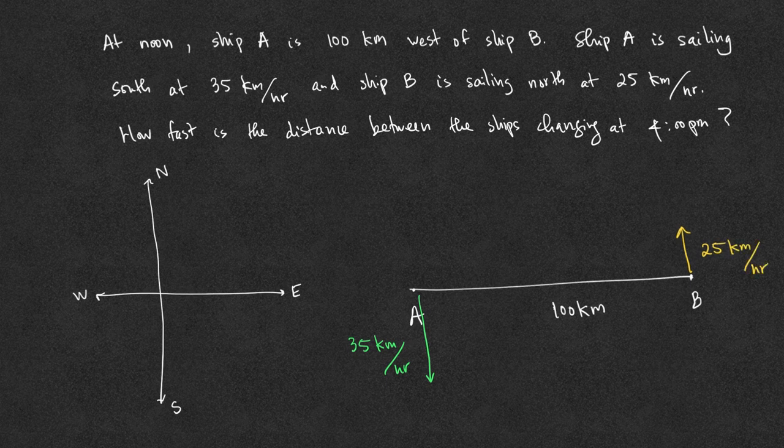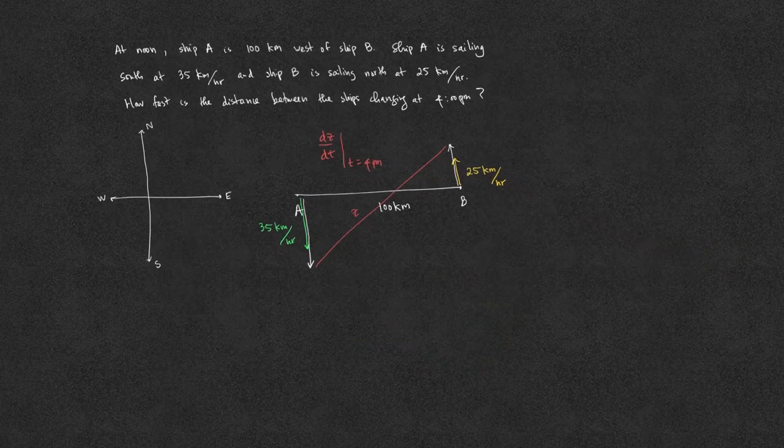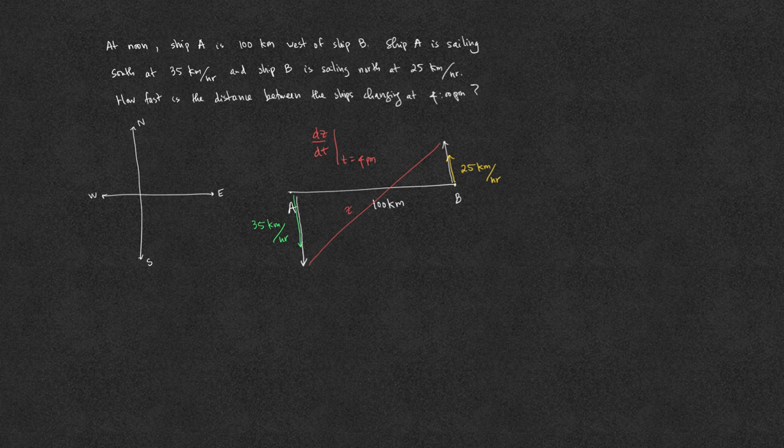It is worth pointing out that this distance keeps changing, because the ships are moving. Therefore, the distance between the ships is also changing. Let this distance be z. This is a variable. We are looking for dz/dt when t is 4 p.m. So how do we relate all of the given information to form an equation?